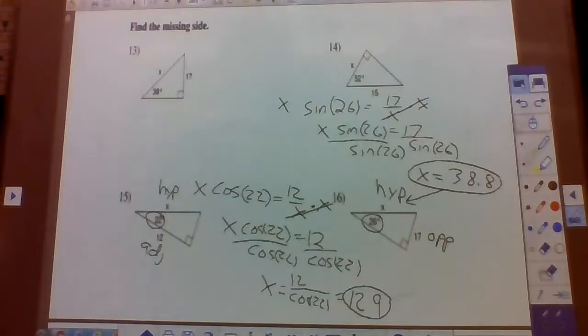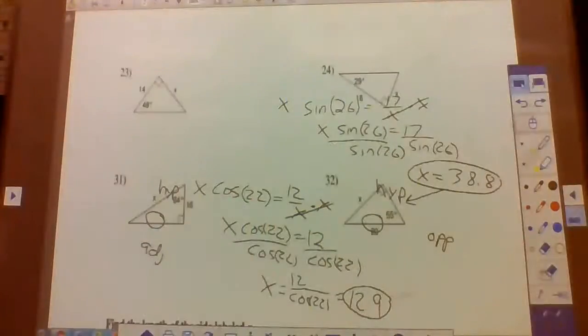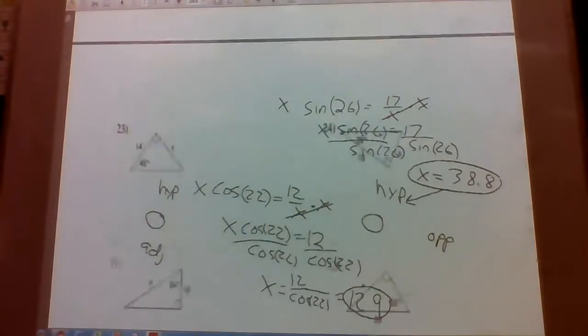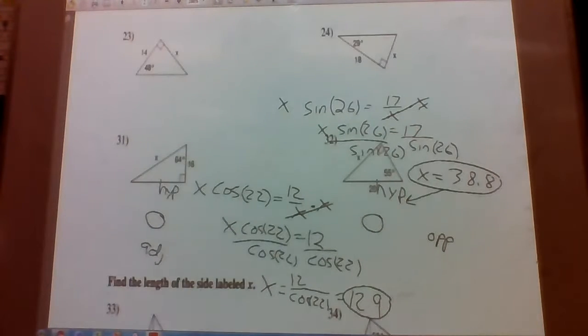Next four are just like those four. So 23, 24, 31, and 32 are the next ones I put on here.